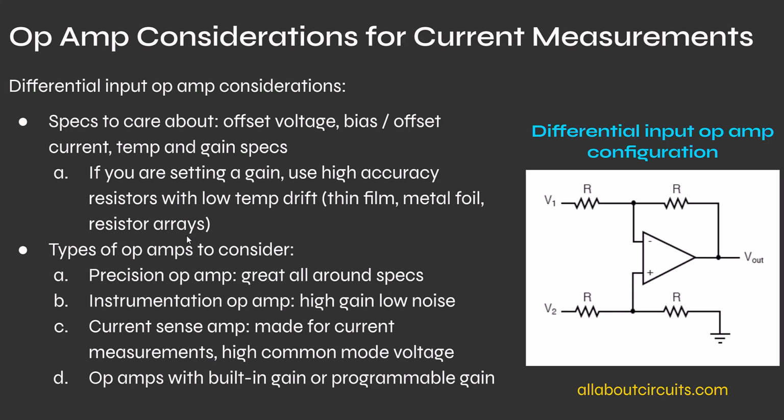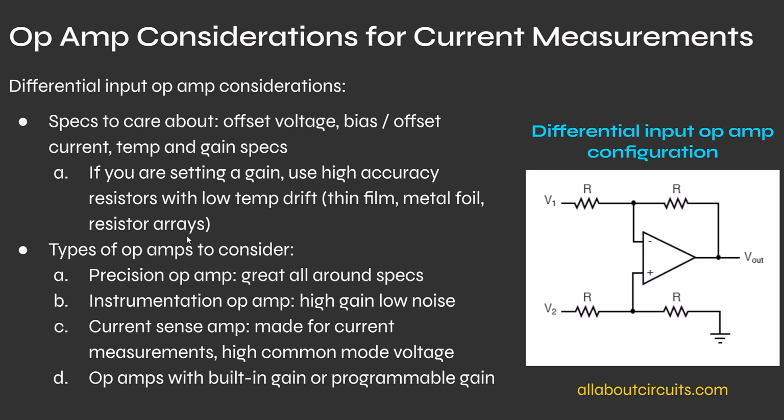And that way they can be used for measuring shunts that are on the high side that may have a high voltage, so they can handle those high common mode voltages. If you don't need a high common mode voltage current sense amp, it may not be the best choice because sometimes they don't have the best accuracy specs. So current sense amps are great when you're dealing with high common mode voltages.